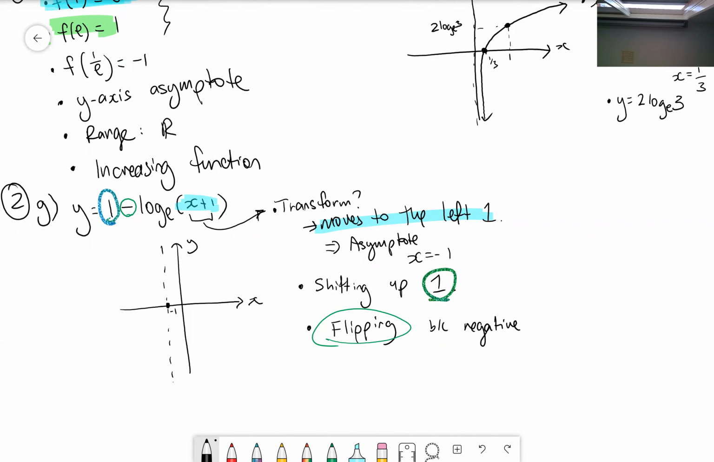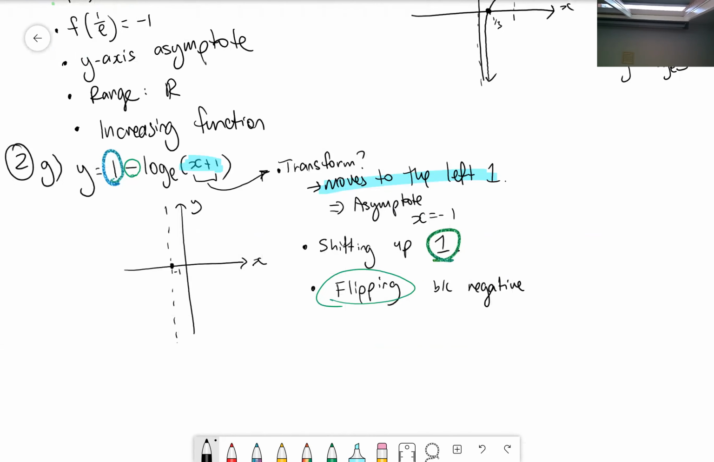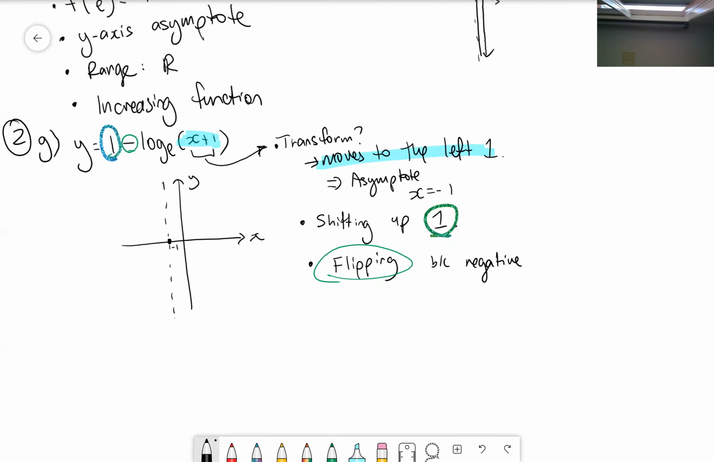Which one of these 3 transformations do we do first? Actually, we don't even need to do them like that. Let's just look at a few points. What will happen at x is equal to 0? Y is equal to 1 take log e of 1, and what's log e of 1? 0. Perfect. So when x is equal to 0, you'll get y is equal to 1.